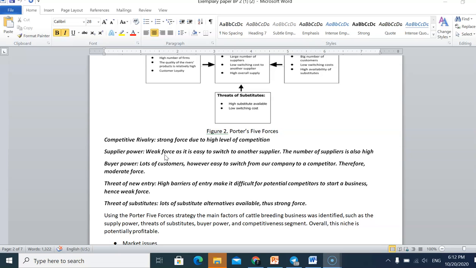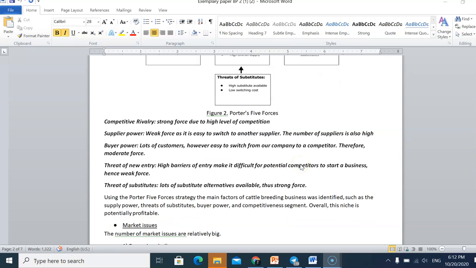The buyer power is about to what extent the buyers, the customers, can actually switch from you to another competitor. In this particular case, although there are lots of customers, it's fairly easy to switch. So therefore, it balances out in kind of a moderate force.